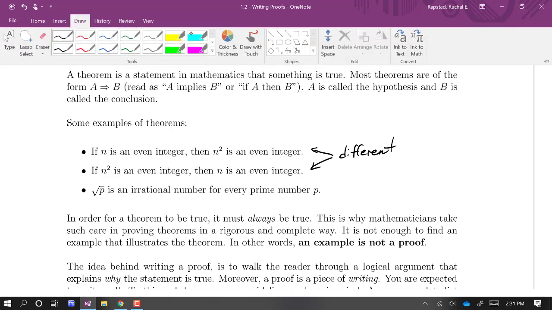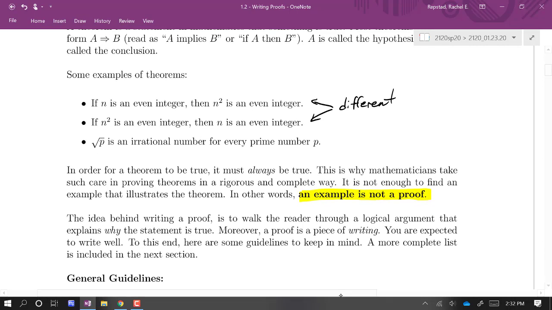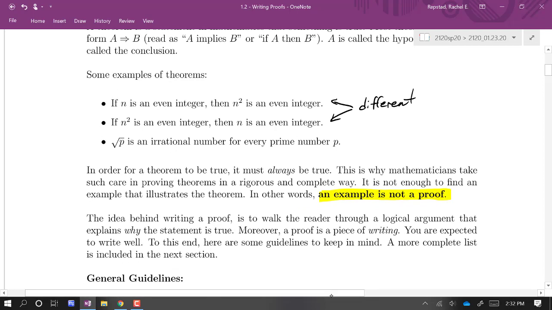So I'm just going to emphasize this right here. An example is not a proof. Finding an instance where something is true does not mean that it's true all the time. An example can be a great way to start out. Like if I'm trying to prove something and I'm just trying to wrap my mind around the statement that I'm working with, I might start with some examples just for myself to kind of see what's going on. And that might help get me started on how to approach writing this proof.